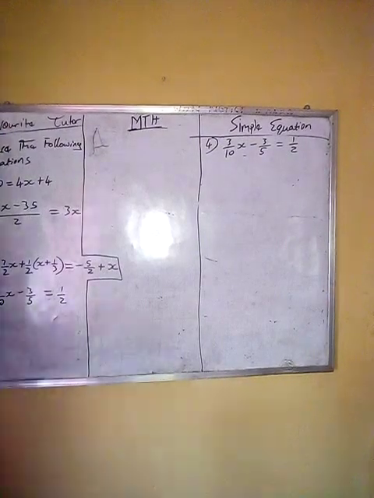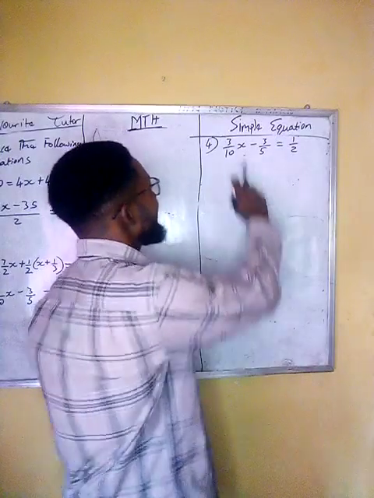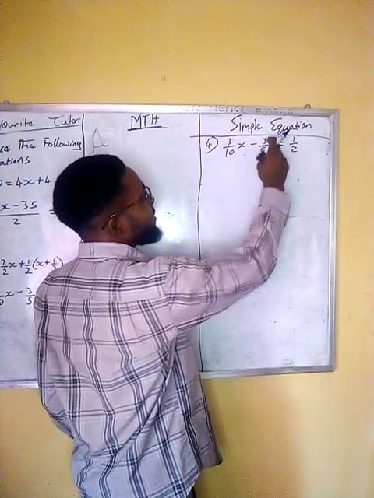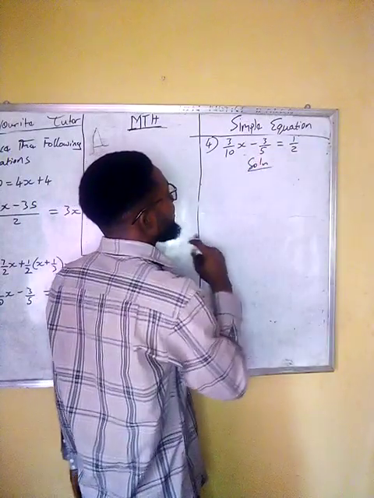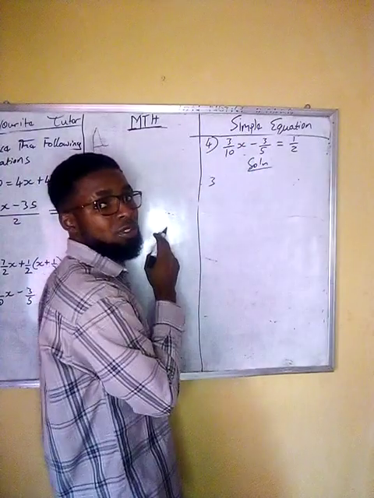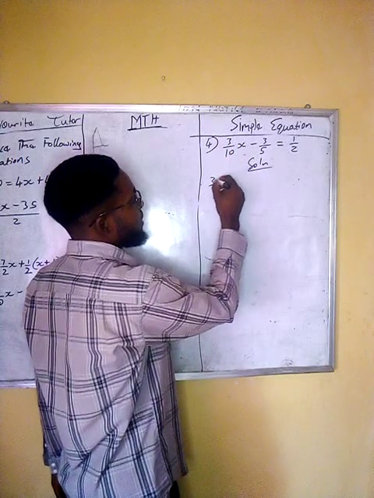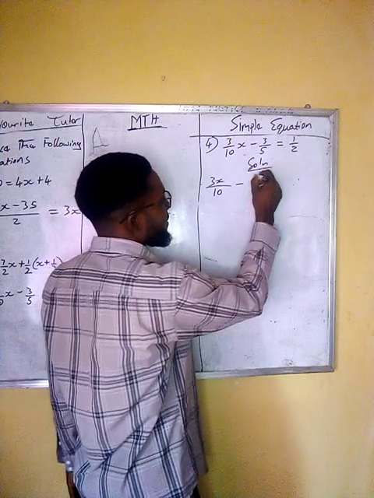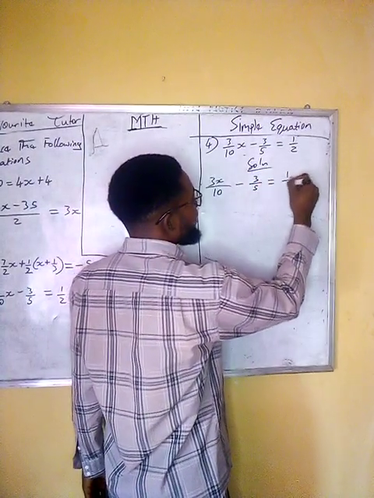Alright, let's continue. The last one we have here, this is 3 over 10x minus 3 over 5 equals to 1 over 2. Now to solve for this solution, this x belongs to the numerator. It might stay at the center, but it belongs to the numerator. This is 3x all over 10 minus 3 over 5 equals to 1 over 2.